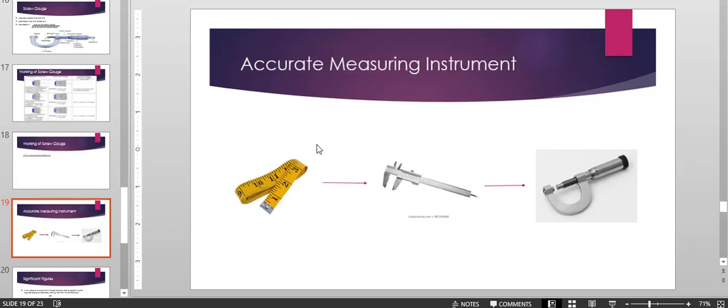If we compare these instruments in order to find out which one is more accurate, then the vernier caliper is more accurate than the measuring tape, and the screw gauge is more accurate and better than the vernier caliper, as the least count of the measuring tape is equal to 1 millimeter, whereas the least count of the vernier caliper is 0.1 millimeter, and the least count of the screw gauge is equal to 0.01 millimeter.